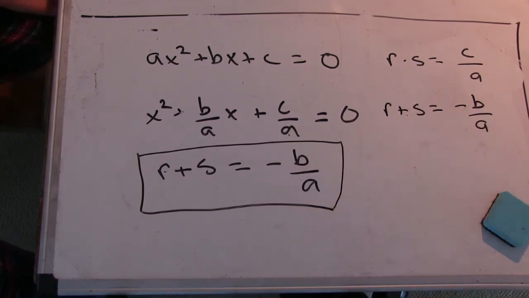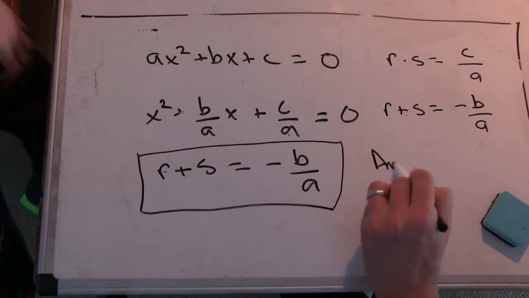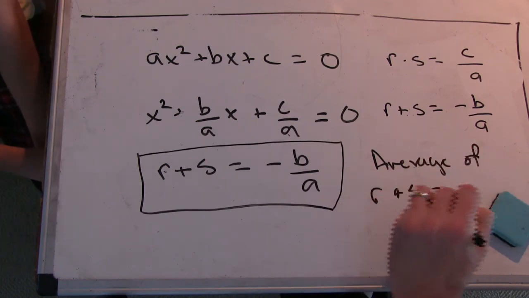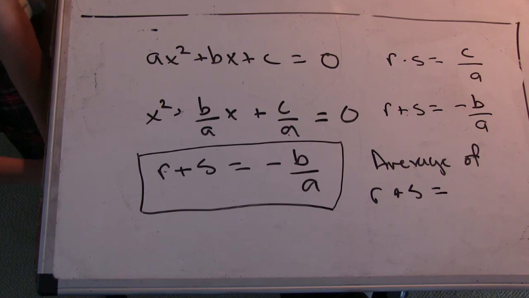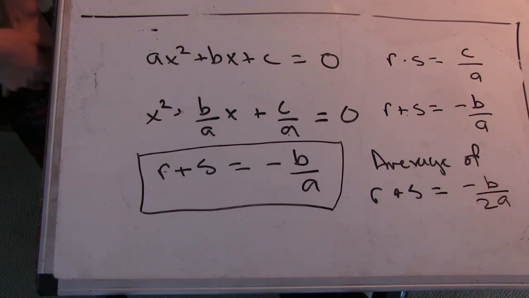So I can't tell you what r and s are. But here's my next question for you. Could you tell me what the average of r and s is, even though I don't know what the numbers are? Well, yes. Because you know what r and s sum to, and you can just divide that by 2 and you get the average. So the average of r and s equals negative b over 2a. He's going to talk about that in the video.